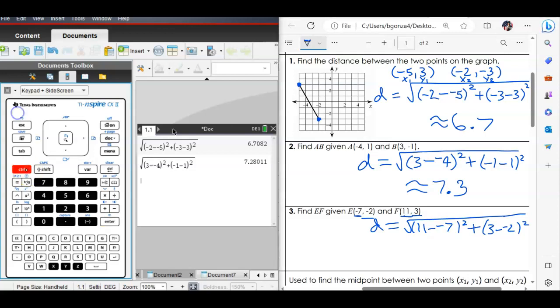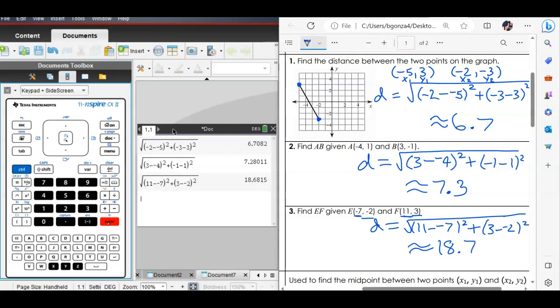All right, so square root, parentheses, 11 minus negative 7, parentheses squared, plus 3 minus negative 2, parentheses squared. Are y'all able to type these in? Like, that's the big deal. Okay, and I get 18.68. That 8 makes the 6 round up, because 8 is 5 or greater, right? So it's really 18.7 units.